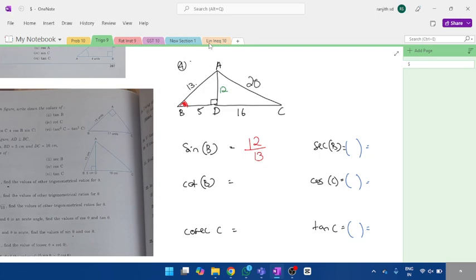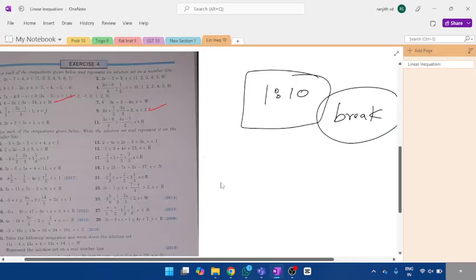Fine, we'll solve a few questions in linear inequations, then we'll discuss.